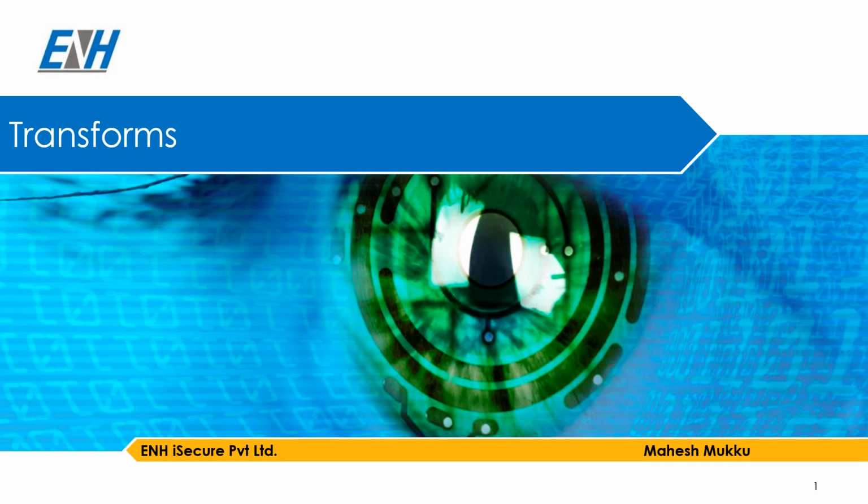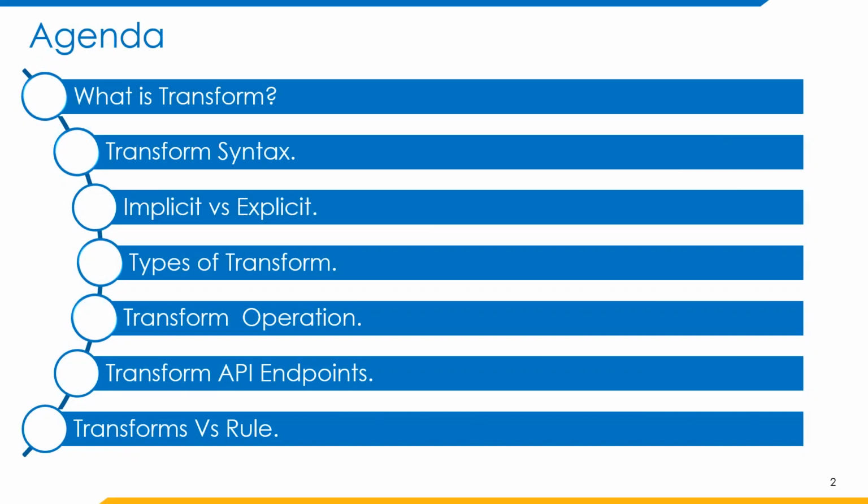We are discussing transforms and use cases. Coming to the next slide, in this presentation we are going to see an overview of the following topics: what is transform, transform syntax, transforms of implicit and explicit type, types of transforms, transform operation, transform API endpoint, transforms versus rules. In the next slide, we will know about what is transform.